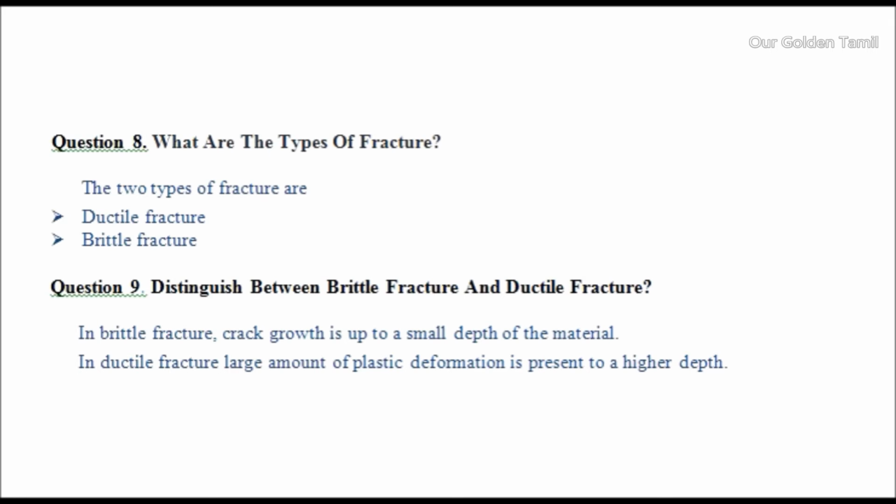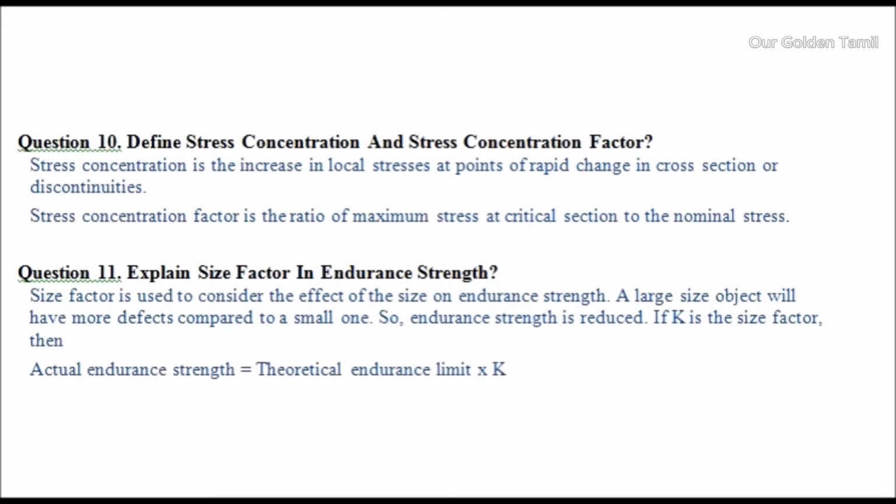Question 9. Distinguish between brittle fracture and ductile fracture. In brittle fracture, crack growth is up to a small depth of the material. In ductile fracture, a large amount of plastic deformation is present to a higher depth. Question 10. Define stress concentration and stress concentration factor. Stress concentration is the increase in local stresses at points of rapid change in cross-section or discontinuities. Stress concentration factor is the ratio of maximum stress at critical section to the nominal stress.